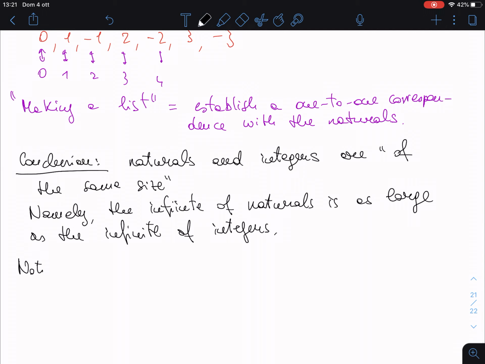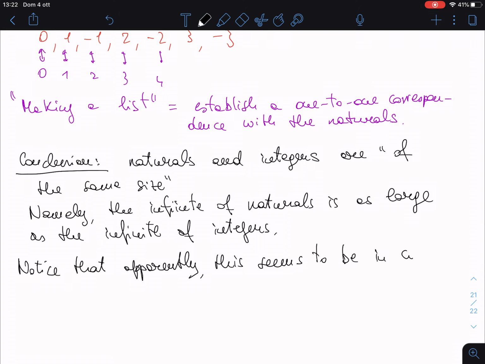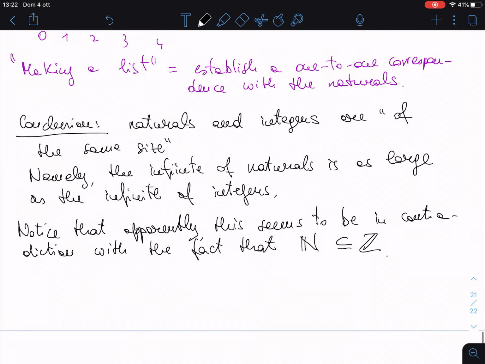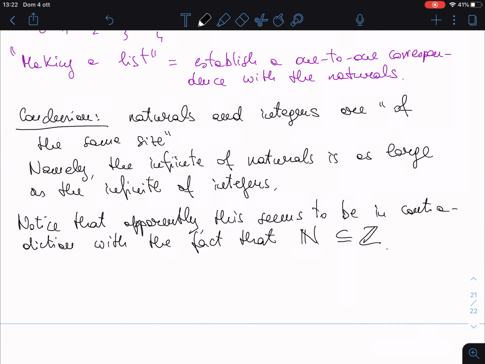So notice that apparently this seems to be in contradiction with the fact that N is a subset of Z. How is it possible that they have the same size when one is strictly contained in the other? This is a basic feature of infinite sets.